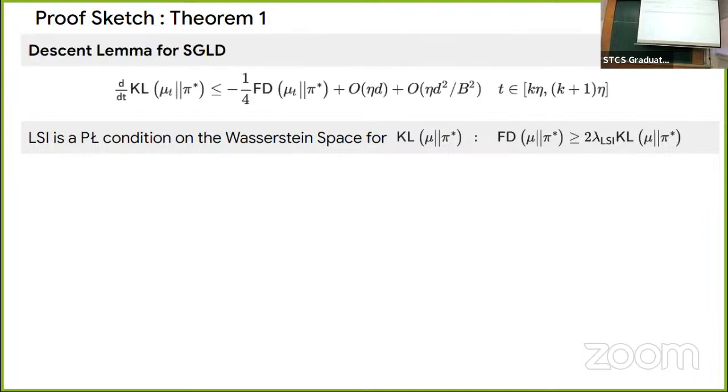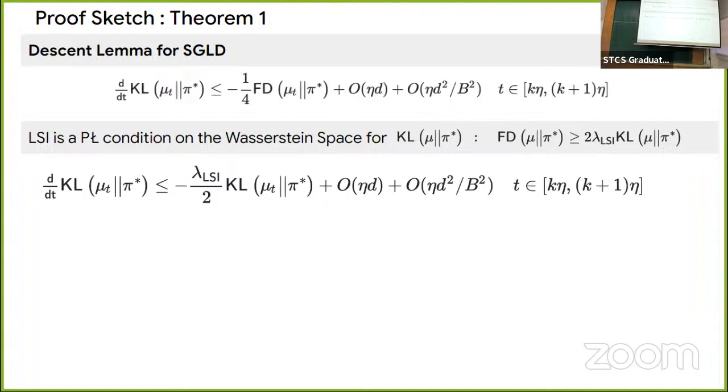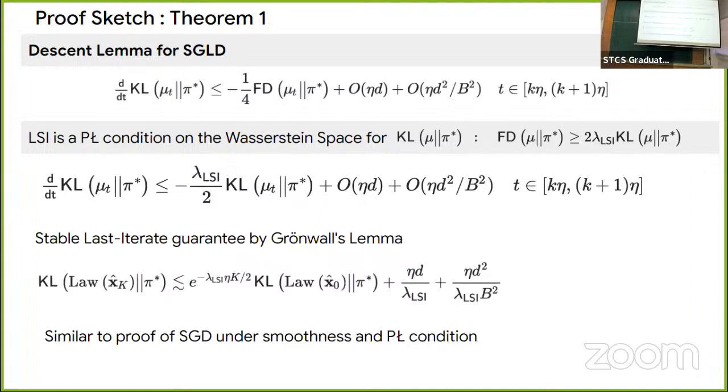And so therefore we have this kind of a Grönwall time evolution, and then applying Grönwall's lemma, we end up with this kind of a convergence result where the initial condition decays exponentially, and then we have this residual stochastic approximation error plus time discretization.